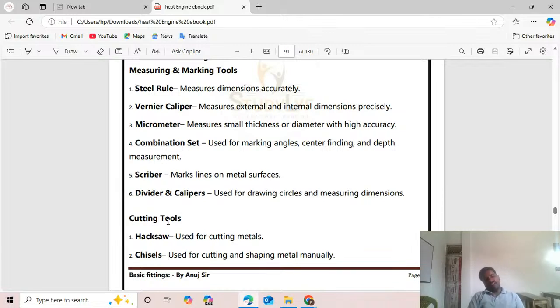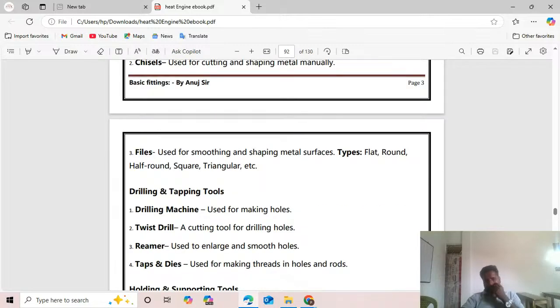Cutting tools are the hacksaw and chisel. So these are the main cutting tools, then files, and drilling and tapping tools. Files are used for smoothing and shaping the metal surface, and the types are flat, round, half round, square, triangular, etc. Now we will see drilling and tapping.